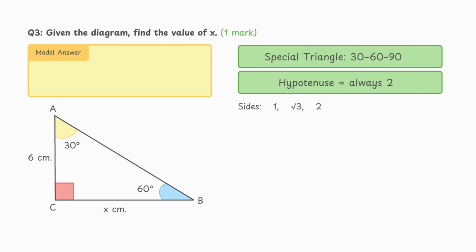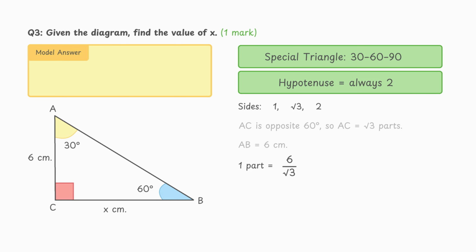Now let's match this to the diagram. The side opposite 60 degrees is AC, and it is given as 6 centimeters. In a 30, 60, 90 triangle, the side opposite 60 degrees corresponds to square root of 3 parts. So we can say AC equals square root of 3 parts. Now we use this to find the value of 1 part. 1 part equals 6 divided by square root of 3.